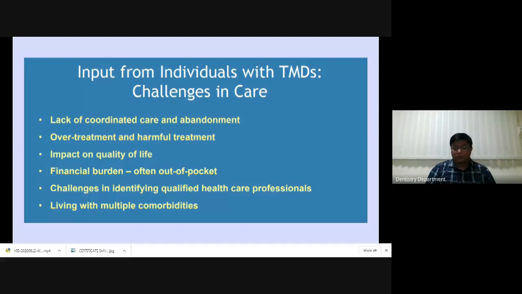This is happening, mainly done by dentists. They used to think that this particular disorder is caused by a lot of other factors. They used to over treat, which may result in irreversible harmful effects. And it has a significant impact on quality of life and financial burden. Especially in our country it is not much, but in developed countries they are very much concerned about TMDs. They used to spend a lot of money to get rid of this TMD.